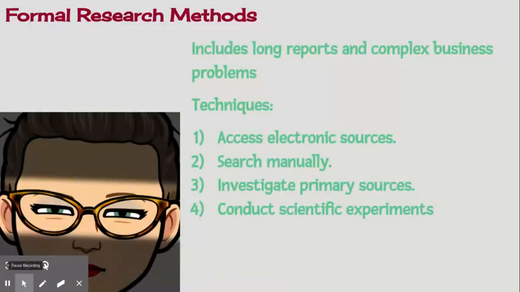Formal research methods, on the other hand, involve research for long reports and complex business problems. You tend to have to go outside of the company, at least the nearby environs of the company, for this type of material research. It usually involves accessing electronic sources or searching manually through public and college libraries. This is the kind of traditional research that we're used to, as well as investigating primary sources and in some cases conducting scientific experiments.